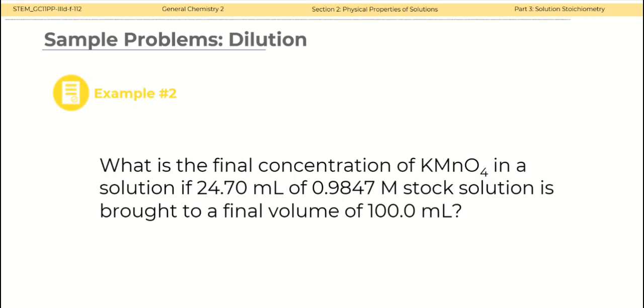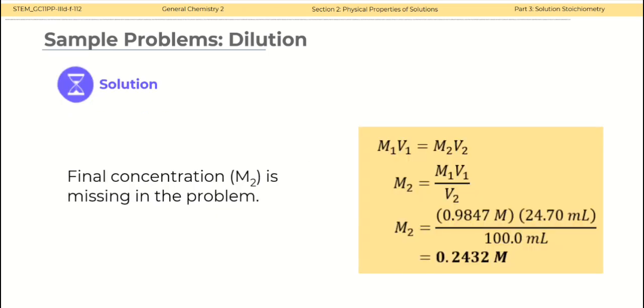Example 2. What is the final concentration of potassium permanganate in a solution if 24.70 milliliters of 0.9847 molar stock solution is brought to a final volume of 100 milliliters? Solution. Final concentration is missing in the problem. M1V1 equals M2V2. Solving for M2, we have M2 equals M1V1 divided by V2. Substituting the given values, we get M2 equals 0.2432 molar.